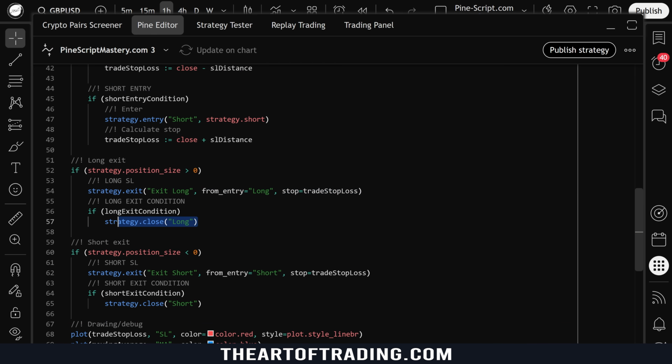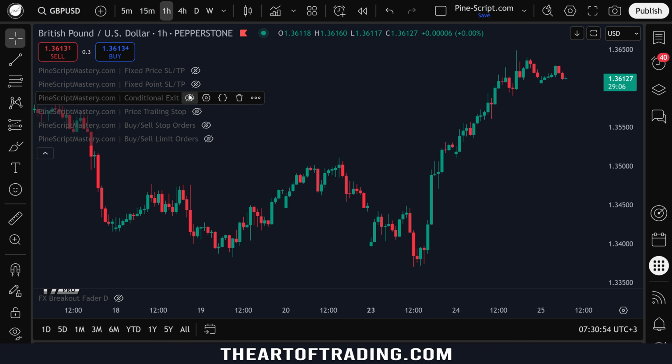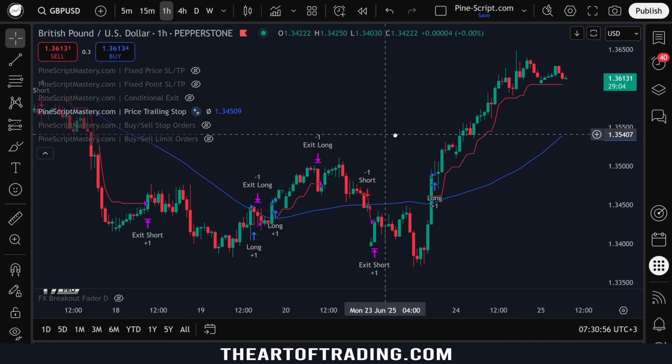But anyway, this is how we close a position using a market order on the next bar's open instead of using a fixed limit order or profit order. Moving on, let's have a look at the trailing stop code.